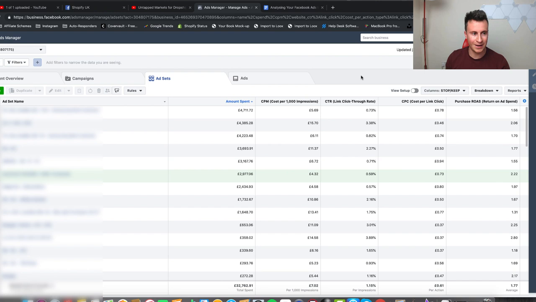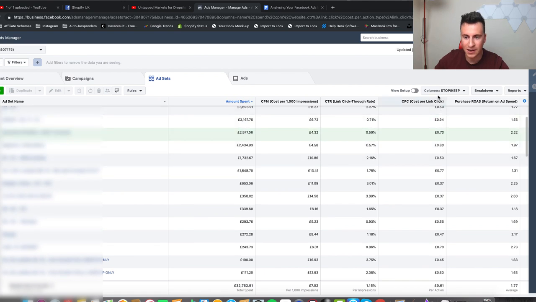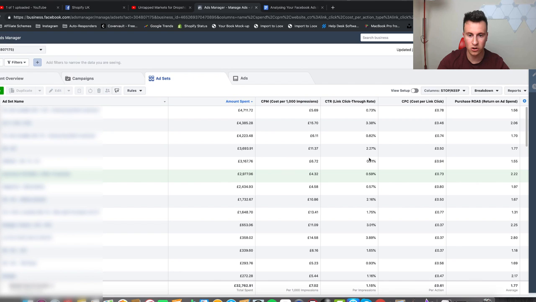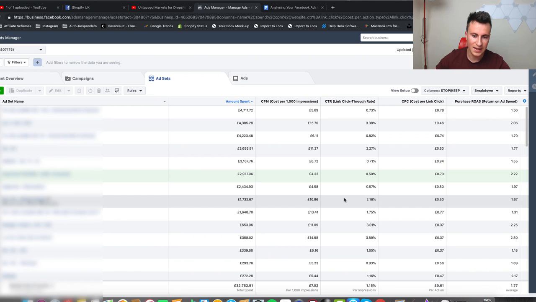So here we are then, guys, back in the overview of this ad account. You can see every single ad set here is listed, and I've renamed a column stop/keep, and this is the column that I use when I'm deciding whether to keep an ad set running or whether I'm going to shut it off. I always filter by ad spend first, so you can see the most at the top and least at the bottom. And then this is essentially where the work begins.